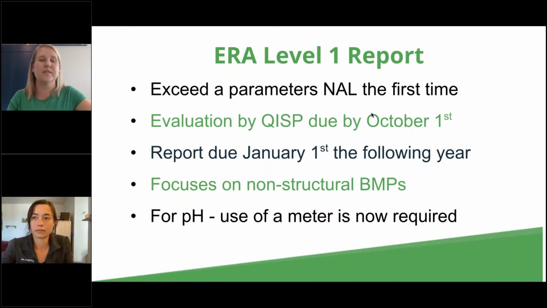But you need to have an evaluation by a QISP by October 1st. And then that evaluation is going to talk about what likely caused or contributed to the exceedance, and what you're going to do to try and mitigate that going forward. And you need to prepare this report by January 1st of the following year. The permit emphasizes that level 1 is focused again on non-structural BMPs. It's just coming back to those minimum BMPs. Is there anything that we need to pay more attention to going forward?